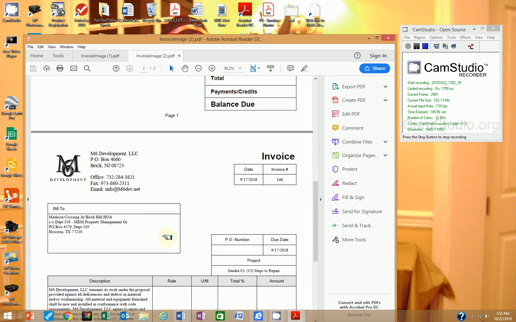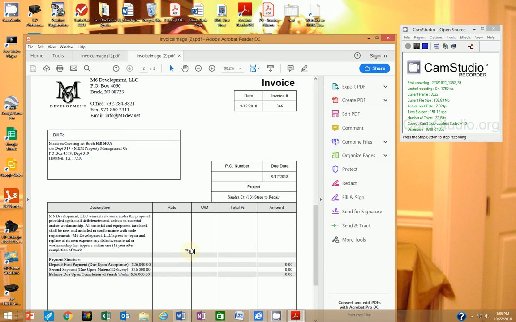What we see on the second page of the invoice is this is actually going to be a total of $78,000 tax-free. First payment is due upon acceptance of the job, which is what this invoice is for. Second payment when they have the materials delivered, and then the final payment of another $26,000 at completion.